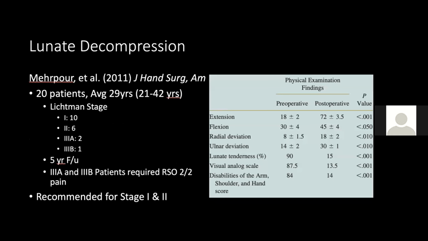Lunate decompression was studied by Mayo et al. In their study, the authors utilized a guide wire to identify the lunate through a dorsal transverse incision and used a 2.5 millimeter dental burr to decompress the lunate. The authors reported improvements in range of motion, pain, and DASH scores following the procedure, though patients with more advanced Kienbock's required additional procedures, most commonly a radial shortening osteotomy. The authors recommended that this procedure be considered in patients with stage 1 or 2 Kienbock's, though it is fairly uncommon to use this procedure in isolation.